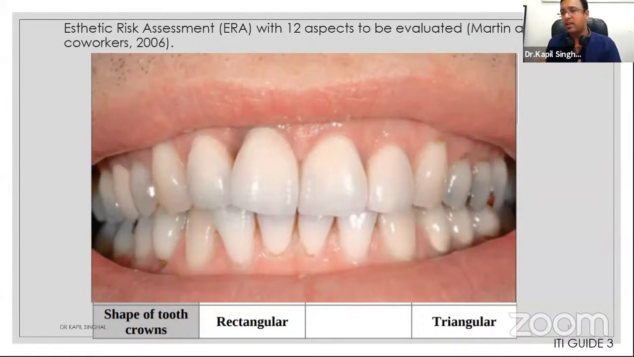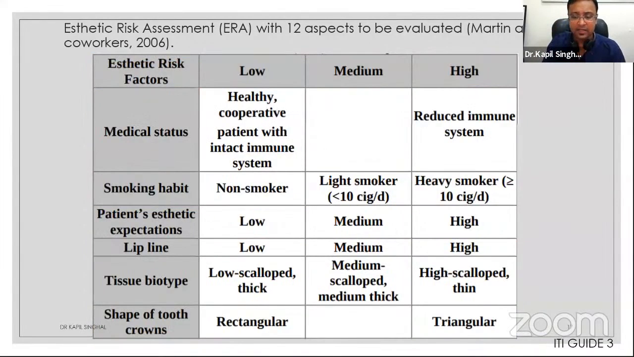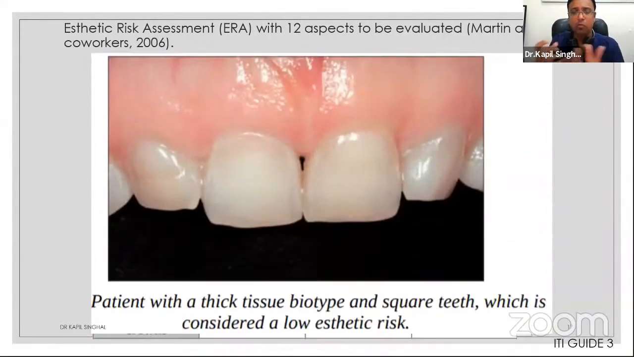So it is very important you evaluate all these things before starting the procedure, because once you have placed the implant, and after 3 months, when you have given the prosthesis and your patient is smiling, and you can see the pink of the tooth or a big dark triangle in your patient's mouth, then you cannot do anything. Okay, so very important that you evaluate this. Next is the tissue biotype.